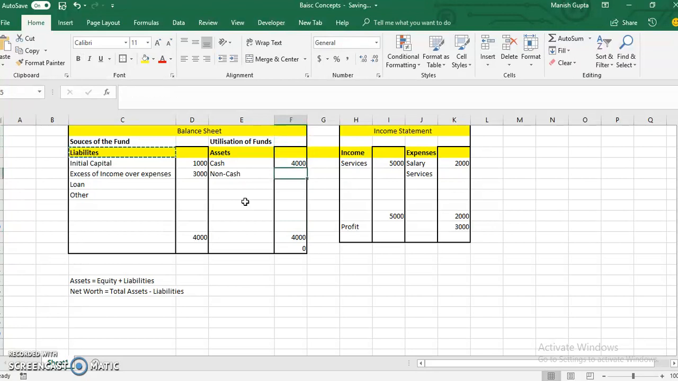Now let's look at some utilization of cash. We didn't have a car earlier. So let's say we buy a car for $2,000. We could pay the cash, or you can take a loan as well. We can take it from the bank, with no need to pay cash for this one. So now you have $6,000 of total liabilities: $1,000 from initial capital, $3,000 you earned from profits, and $2,000 you took as a loan to buy the car. And how did you utilize these $6,000 of funds? You bought a $2,000 car, and $4,000 you still have in cash.